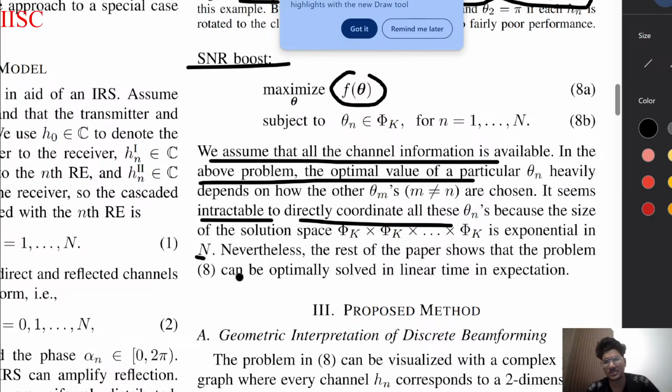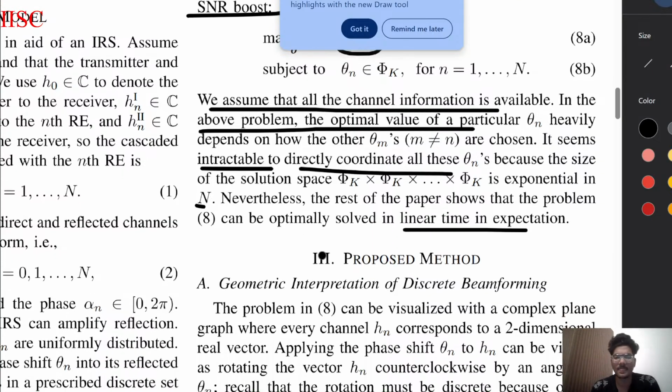Nevertheless, the rest of the paper shows that the exponential-sized problem can be optimally solved in linear expected time. Okay, so this is what the system model looks like.